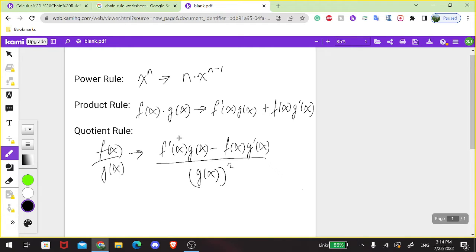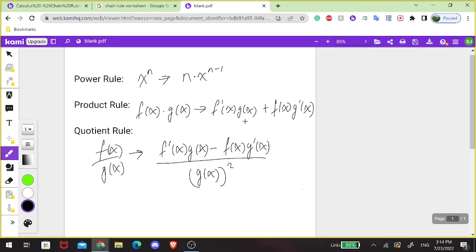As a reminder, the power rule is anything to the nth power. We just move the n to the front, and then the variable to the n minus 1th power. Product rule, if we have two terms multiplying each other, it will be the derivative of the first term times the second term plus the first term times the derivative of the second term.